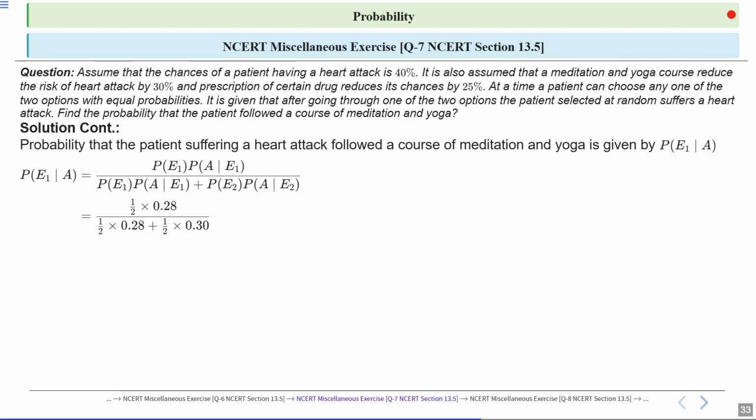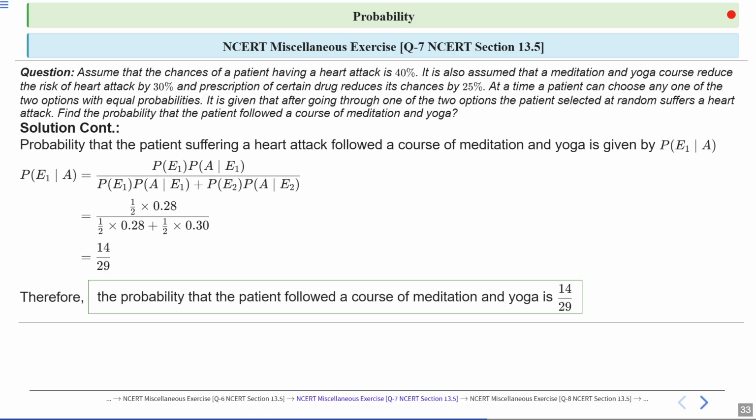Now, substituting the values into the formula, we get 1 by 2 times 0.28 divided by 1 by 2 times 0.28 plus 1 by 2 times 0.30. And this is equal to 14 divided by 29. Therefore, the probability that the patient followed a course of meditation and yoga is 14 by 29. I hope this question is clear to all of you. So now let's move to the next question.